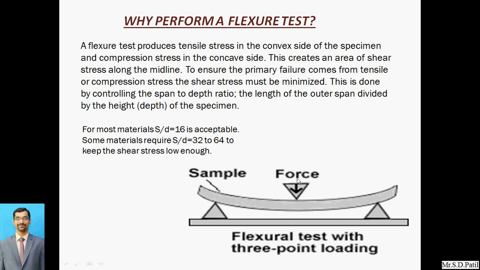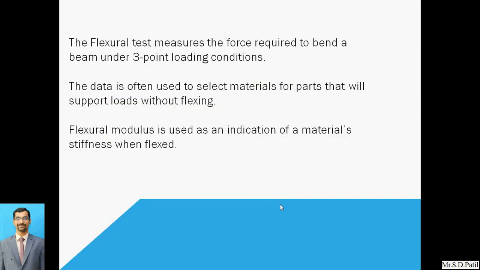So this is a diagram for a flexural test with 3-point loading conditions. This is the sample, these are the two resting points, and this is the point where we are applying the force, and that's why it is called a 3-point flexural test. The flexural test measures the force required to bend a beam under 3-point loading conditions. The data is often used to select materials for parts that will support a load without flexing, and the flexural modulus is used as an indication of whether a material is stiff or not.